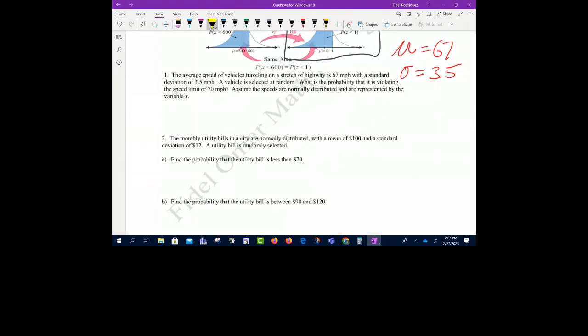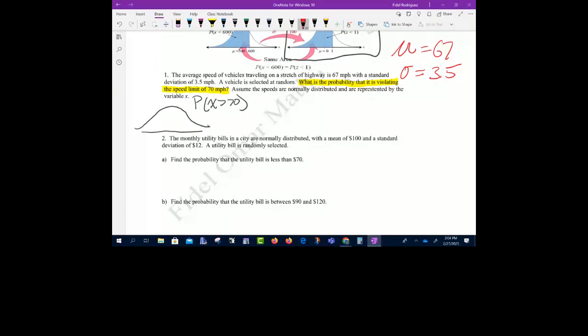First thing I want to do is read this sentence right here. When we say that we're violating the speed of 70 miles an hour, do you think that means we're going faster than 70 or slower than 70? Faster, right? So what they're asking is, what's the probability that our speed, X, is bigger than 70? We have this normal distribution, so I'm going to draw my curve. It's going to look something like this.